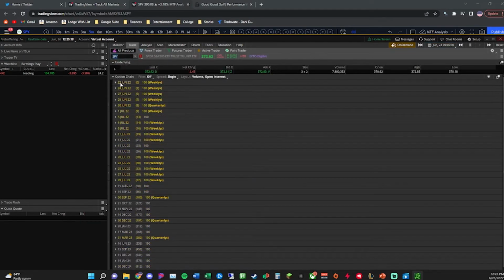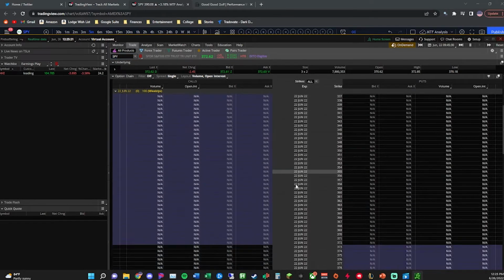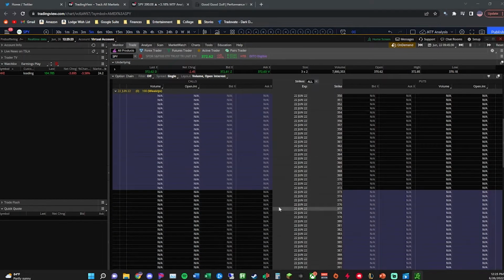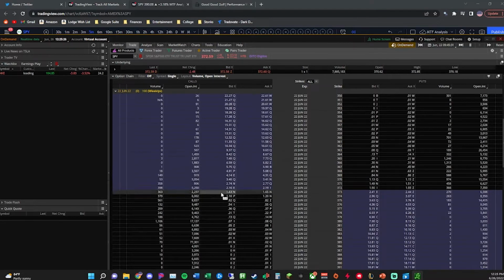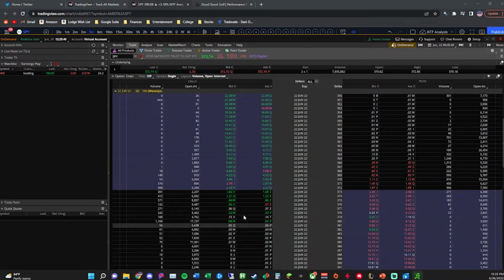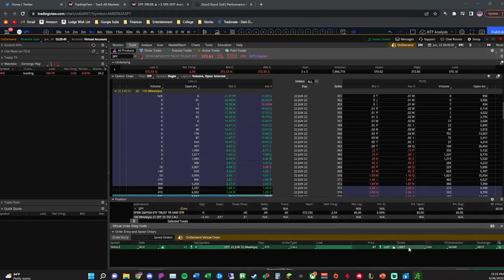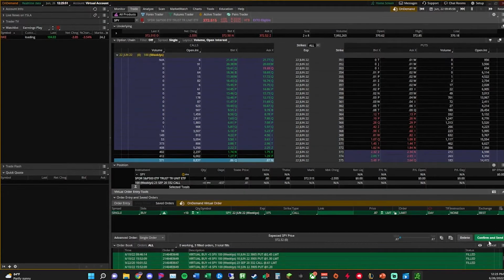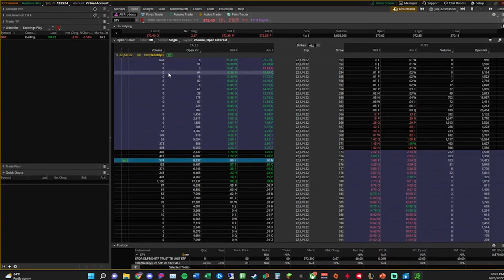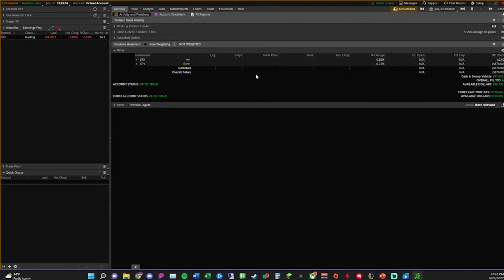SPY, type in SPY, go to 0 DTEs, look for volume. Sometimes it takes a second here to pull up, so we're going to look for volume. Might not be showing everything yet. So we'll say this contract here has a 1-point spread. Then you can say however many contracts you want to buy. So we'll just say 10 for fun. Confirm and send. And it should fill you.